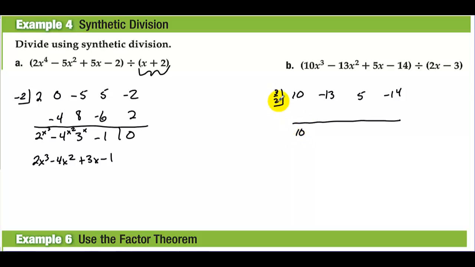Let's bring down the first one. Then we multiply. Half of 10 is 5. 5 times 3 is 15. Then we have 2. Well, half of 2 is 1. 1 times 3 is 3. Multiply. So we multiplied. Now we're going to add.